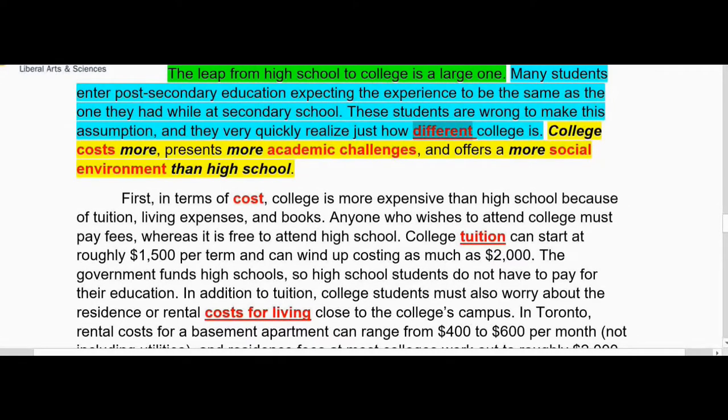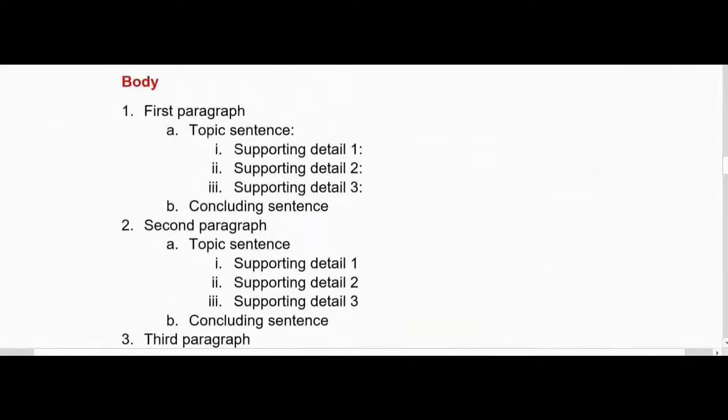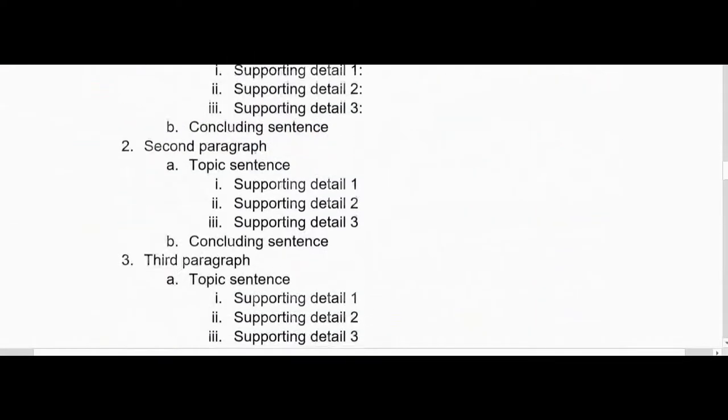And the last element of the thesis statement is the discussion points. So we have cost, we have academic challenges, and finally we have social environment. Now, as I told you, these discussion points determine the number of body paragraphs you're going to write. So in this case, if I have 3 discussion points, it means that I'm going to have 3 body paragraphs. Okay, so let's go back to the outline.